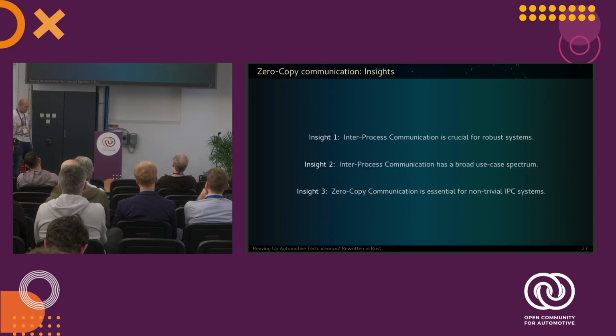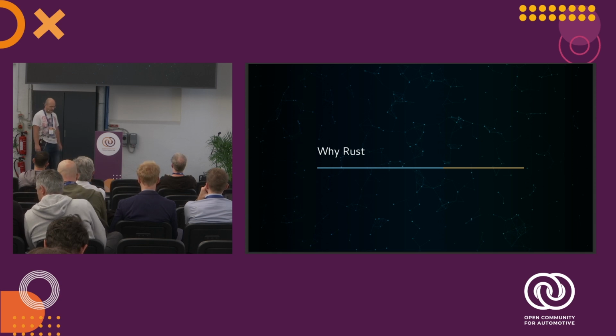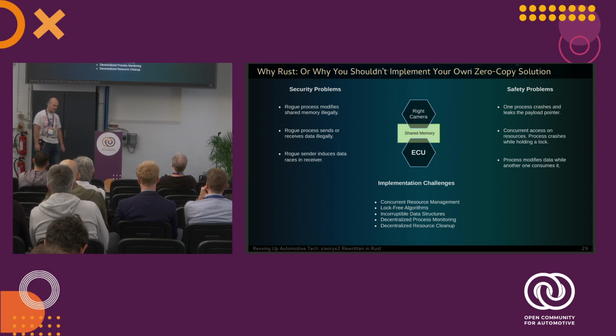So the insight is, in addition to requiring inter-process communication for a robust system, we also require zero-copy communication as an essential part of a non-trivial inter-process communication system. So the next section is why Rust. But I wanted to start with why you should not implement your own zero-copy shared memory implementation.